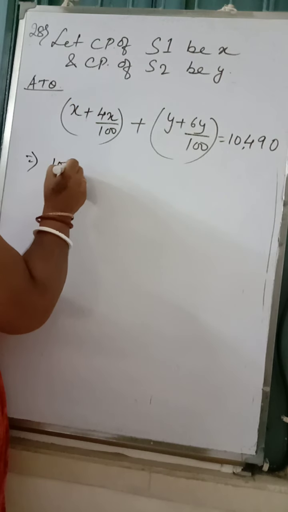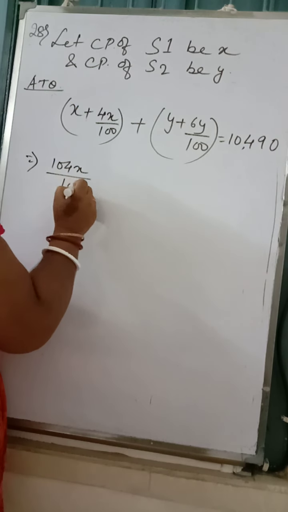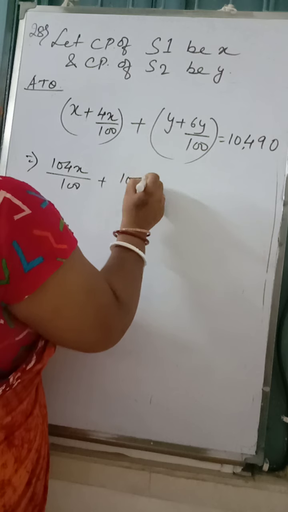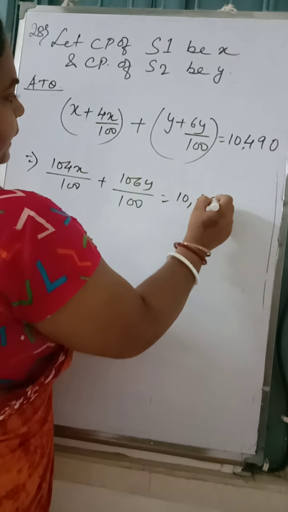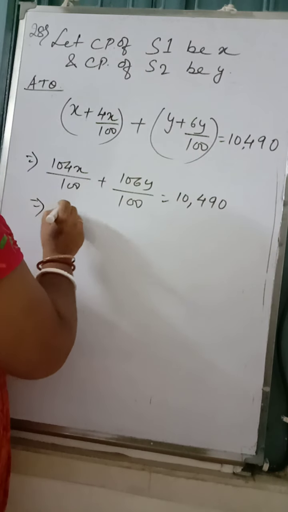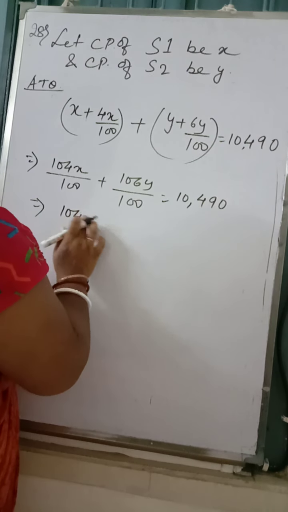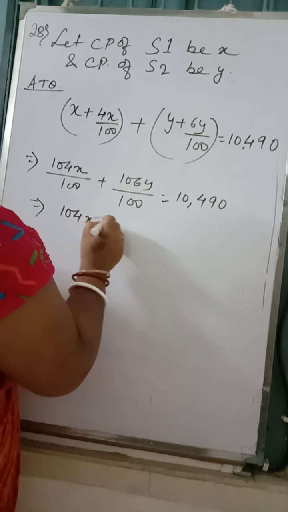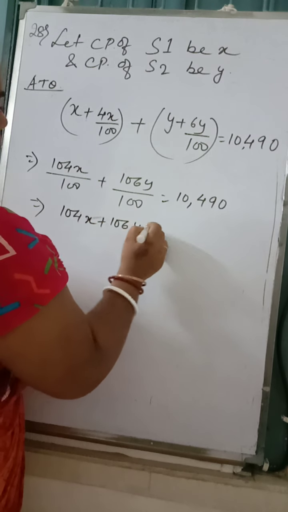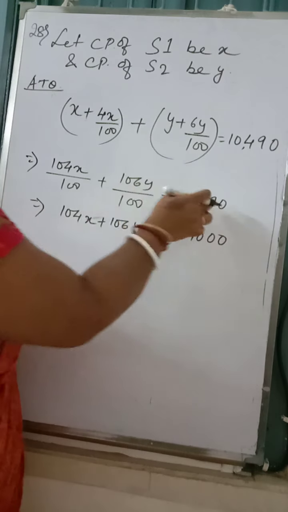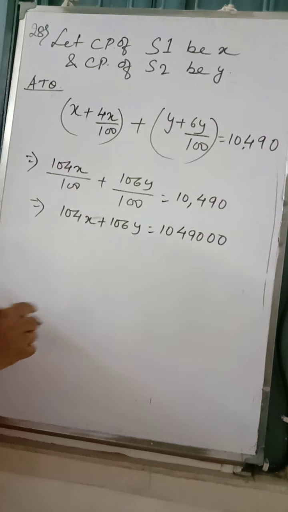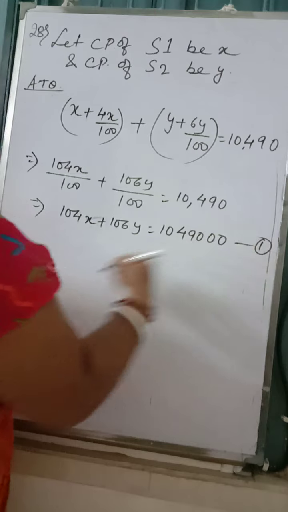It gives you 104X by 100 plus 106Y by 100 is 10490, or I am taking 104X plus 106Y is equal to 10490. Then these two zeros I will multiply on that side. There is no problem. This is equation number 1.